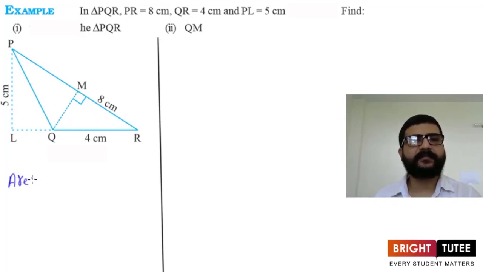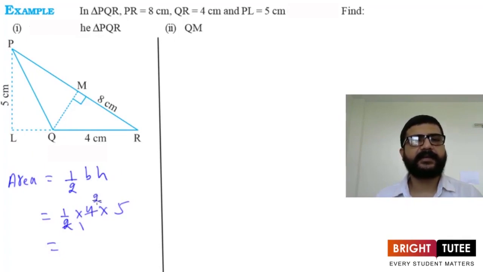As we know, area of triangle is equal to half into base into height, or we can write half BH. Now for this triangle PQR, we can consider QR as a base and the height will be PL. So therefore this is equal to half into QR means 4 centimeters into PL, which is 5. So now by simplifying this, we will get 2 into 5, which is 10. So area of this triangle is 10 square centimeters.